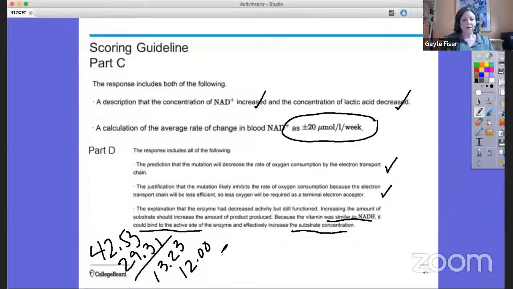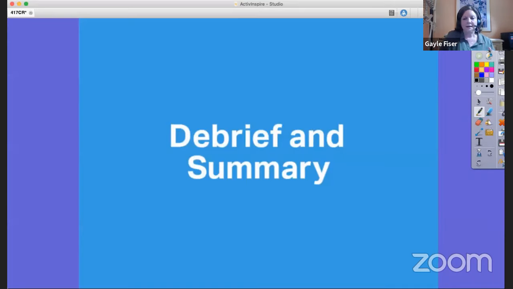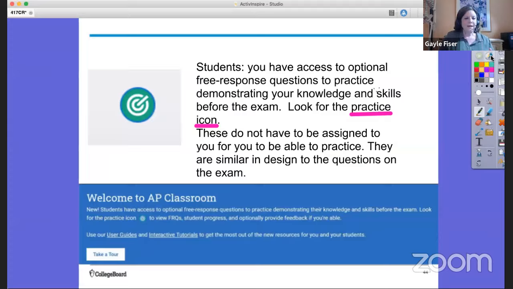If you're prepared and you have a plan and you do your planning, this moment of being at 25 minutes, you should know you're going to have plenty of time to get that job done. All right, so debrief and summary.